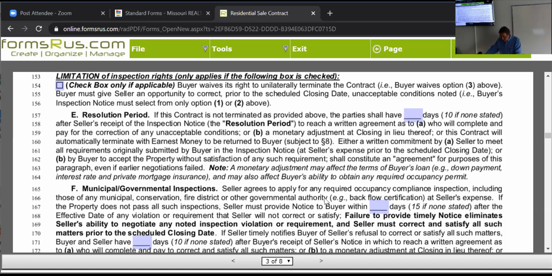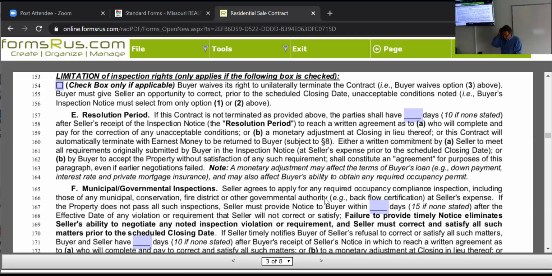They can make monetary adjustments, but remember that if there are monetary adjustments made, it could affect the buyer's loan. So again, if somebody says, I'll just pay $5,000 in lieu of all repairs, that's fine unless it's a government loan and the government says, no, you've got to have these things fixed prior to closing. So make sure you talk to the lender on those.